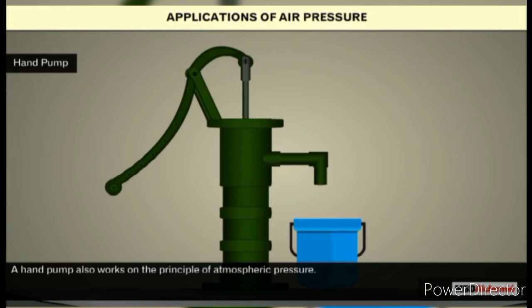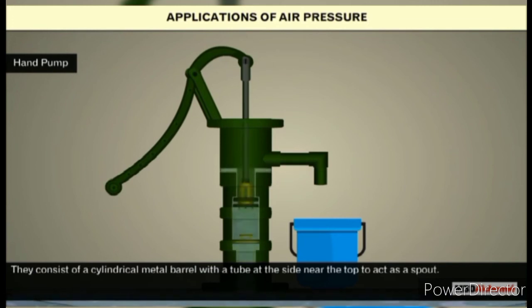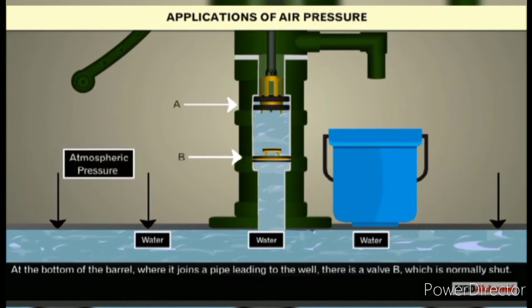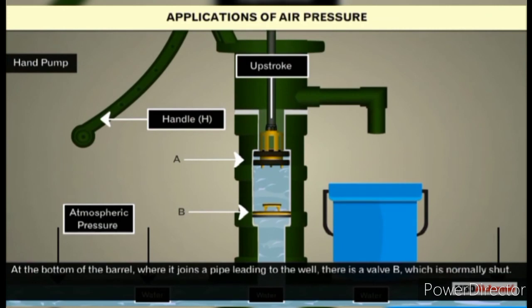A hand pump also works on the principle of atmospheric pressure. Pumps are used to raise water from underground wells. They consist of a cylindrical metal barrel with a tube at the side near the top to act as a spout. At the bottom of the barrel, where it joins a pipe leading to the well, there is a valve B which is normally shut. A plunger carrying a leather cap and fitted with a second valve A is moved up and down inside the barrel by a handle H.